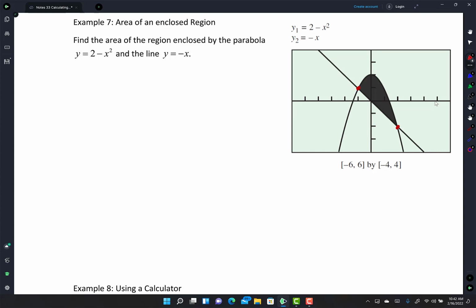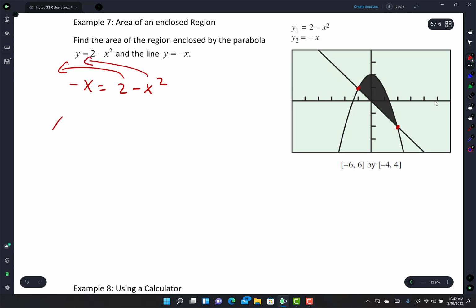You got to find where they intersect. How do you find where they intersect? Well, you set them equal to each other. Negative x equals 2 minus x squared. Do you guys remember that skill? And now, what am I going to do? I'm just going to move everything to the left. So I have x squared minus x minus 2 equals 0. I wrote it like this, positive x squared, on purpose because I like to have my x squared positive.